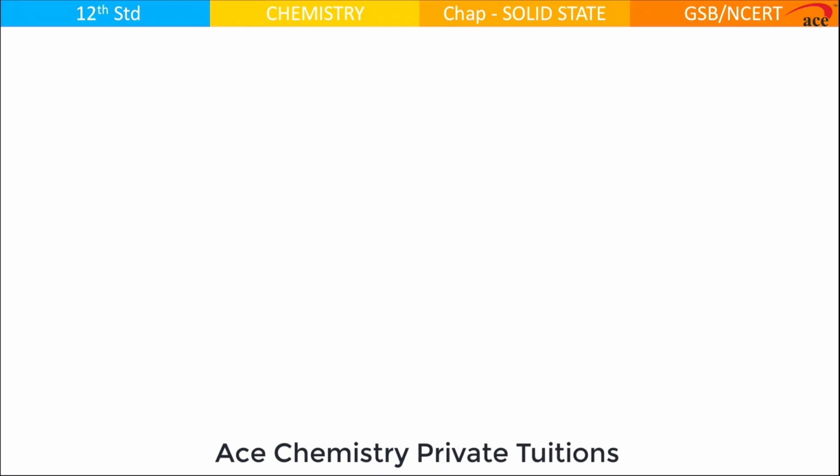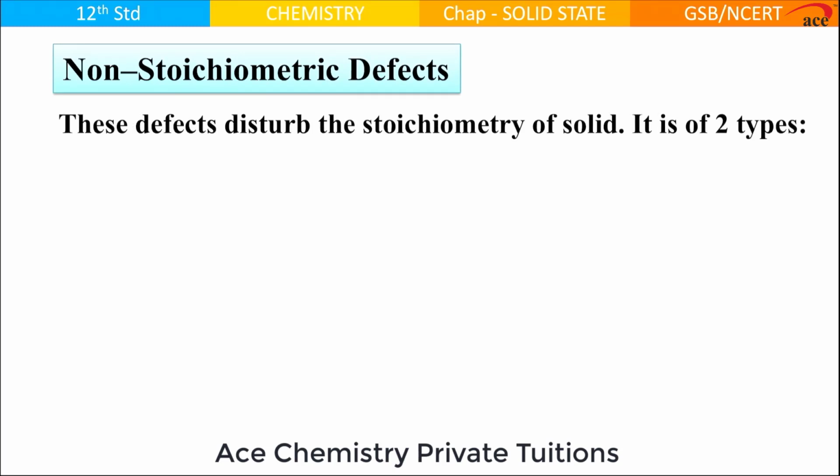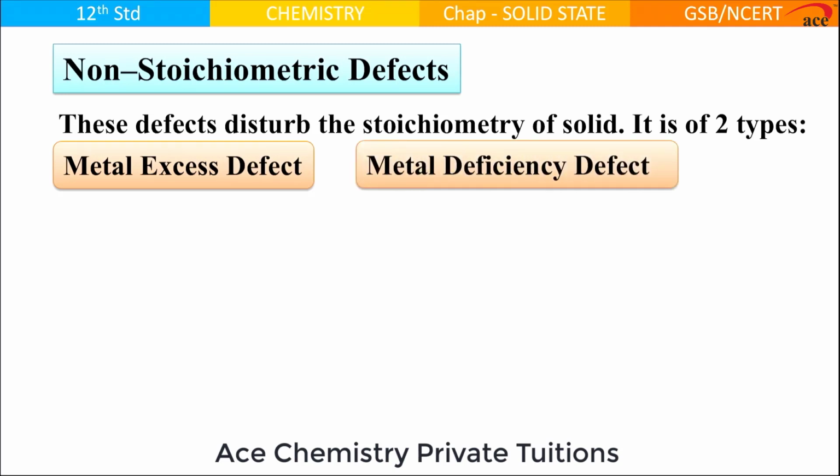Next part of point defects, that is non-stoichiometry defects. The third category under point defect is non-stoichiometric defects. These defects disturb the stoichiometry of the solid. What does that mean? The chemical formula will undergo a change. So, if a chemical formula undergoes a change, either there may be more cation or there may be more anion. So, stoichiometry will get disturbed. It is of further two types. Metal excess defect, from the name it is clear that cations will be extra, and metal deficiency defect. In this, metal ions will be less, that means anions will be more.